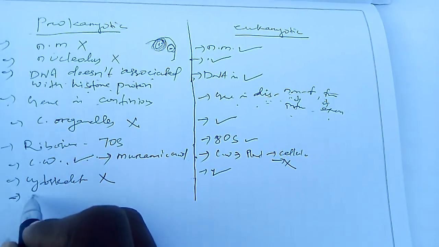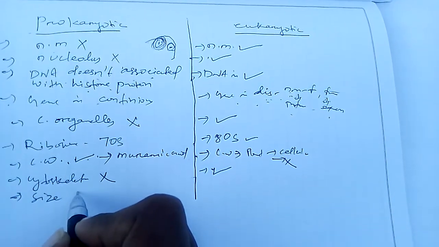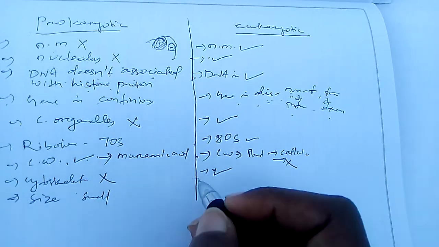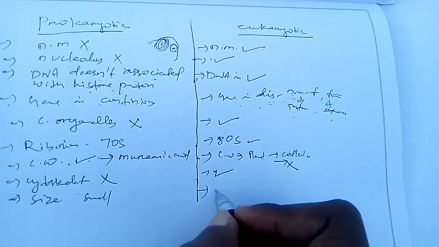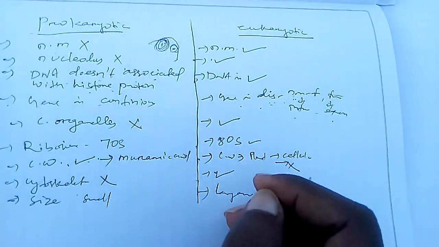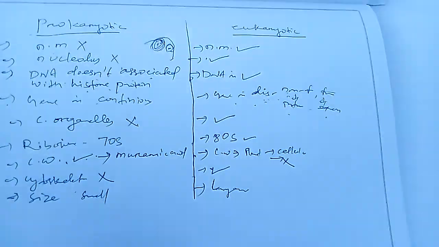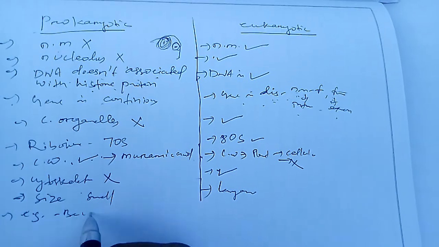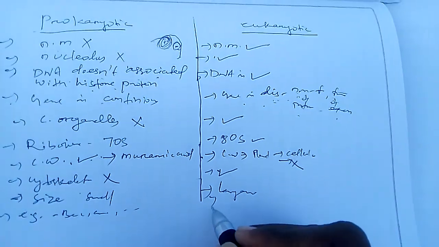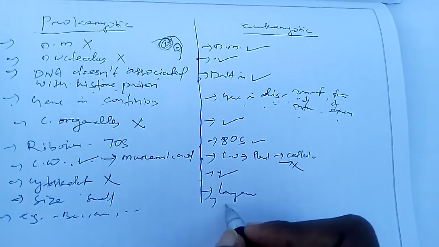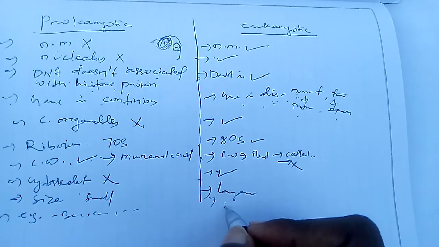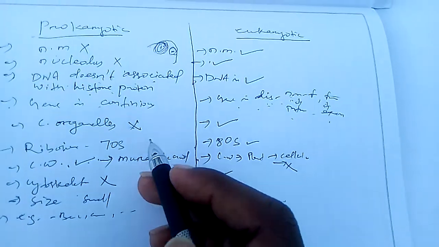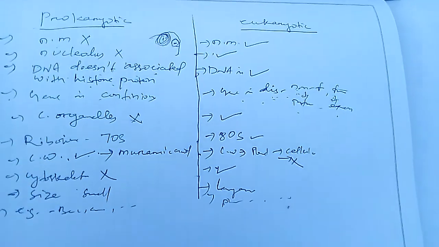So next comes their size. Prokaryotic cells are generally small as compared to eukaryotic cells, and eukaryotic cells are generally larger as compared to prokaryotic cells. Then another point, you may write examples: bacteria, archaebacteria, mycoplasma, etc. In eukaryotic cells, you can give examples like plant cell and animal cell. So these are some general differences between prokaryotic cell and eukaryotic cell.